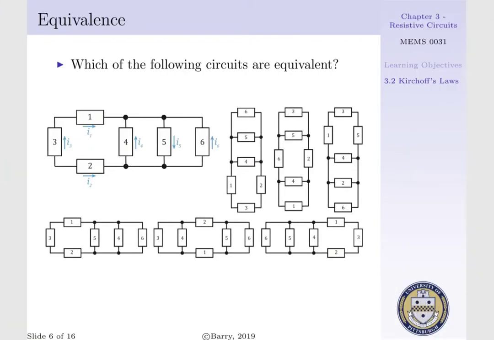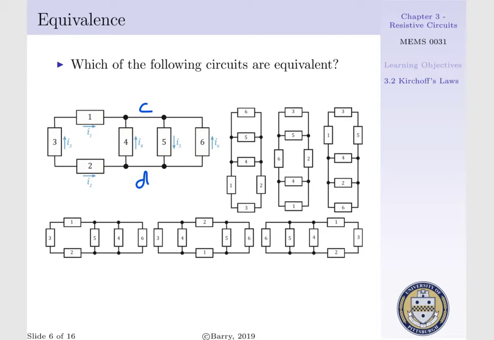Now consider the following example. We have our circuit from previous, shown in the top left, where we have elements 2, 3, and 1 connected in a series fashion. Element 1 is connected to elements 4, 5, and 6 by node C. Element 2 is connected to elements 4, 5, and 6 via node D, where 4, 5, and 6 are existing within a parallel fashion. Now, which of the following circuits are equivalent?